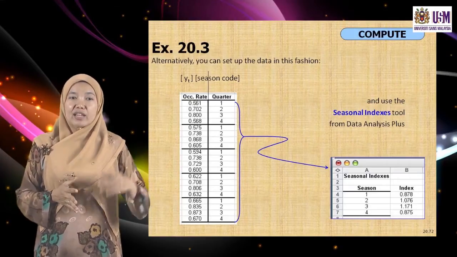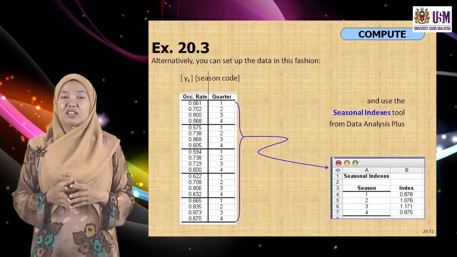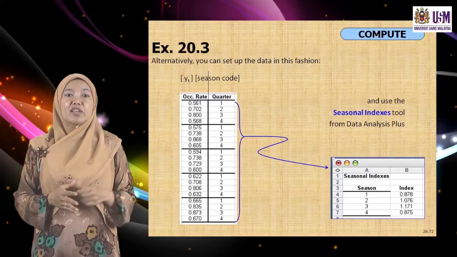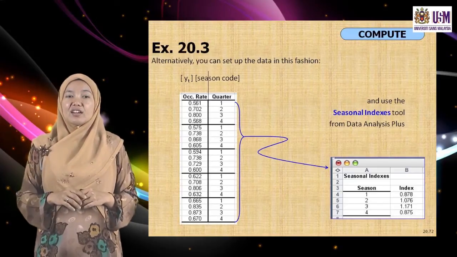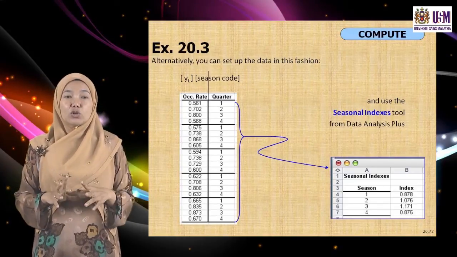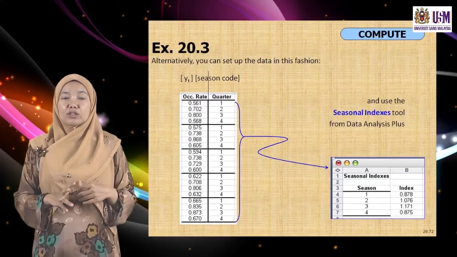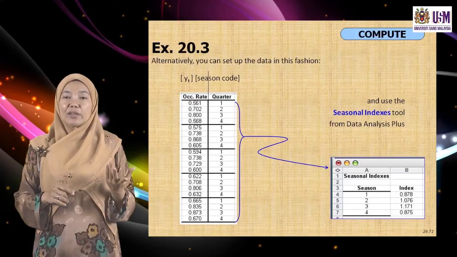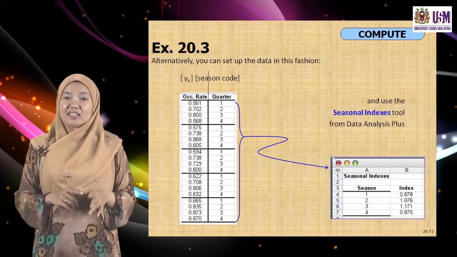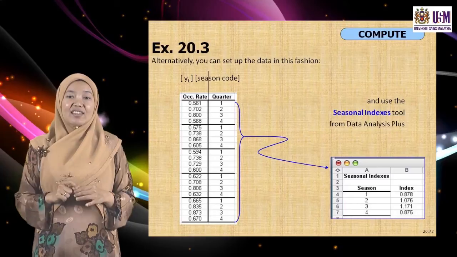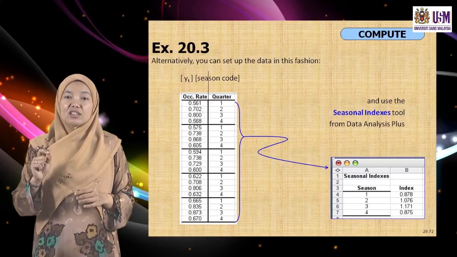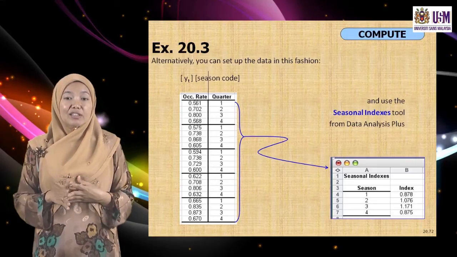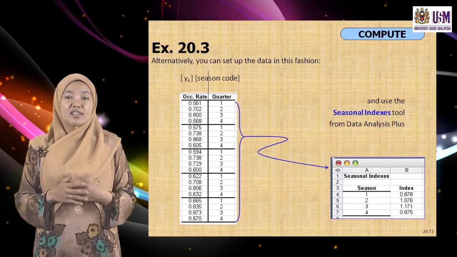So in this case, on the left hand side of the screen, you see the actual hotel occupancy rate. That is your Y, your observations. Then you add one column for the seasonal code, so you have quarter 1 to quarter 4 for year 3 and so on. Simply open up your Excel, data analysis, and click for seasonal indexes, and use the seasonal indexes tool for the computer to come out with your seasonal index straight away.